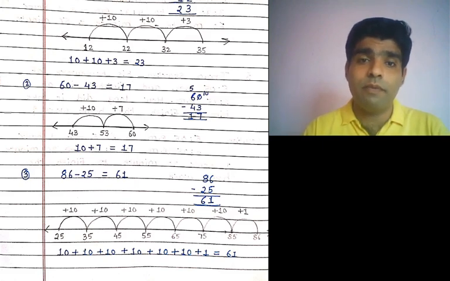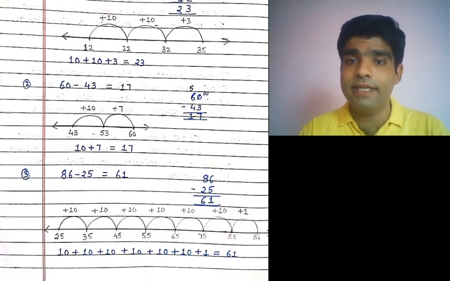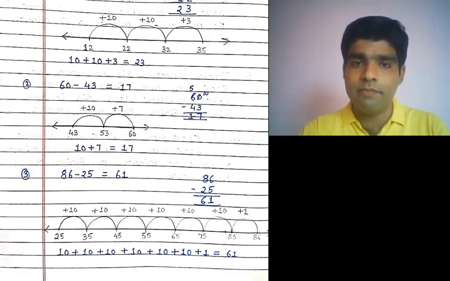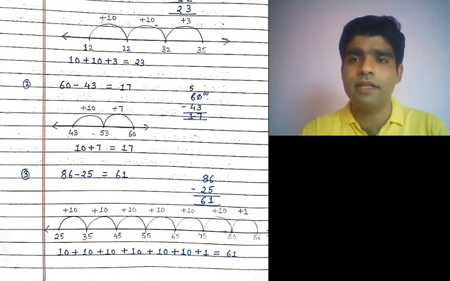But you have to obtain what? 86. It means that here 85 add 1, your answer is 86. Okay, this is a very simple example. First of all you have to solve the simple method, and another method is by using the number line. Okay, understood. Now let's start the next new topic.